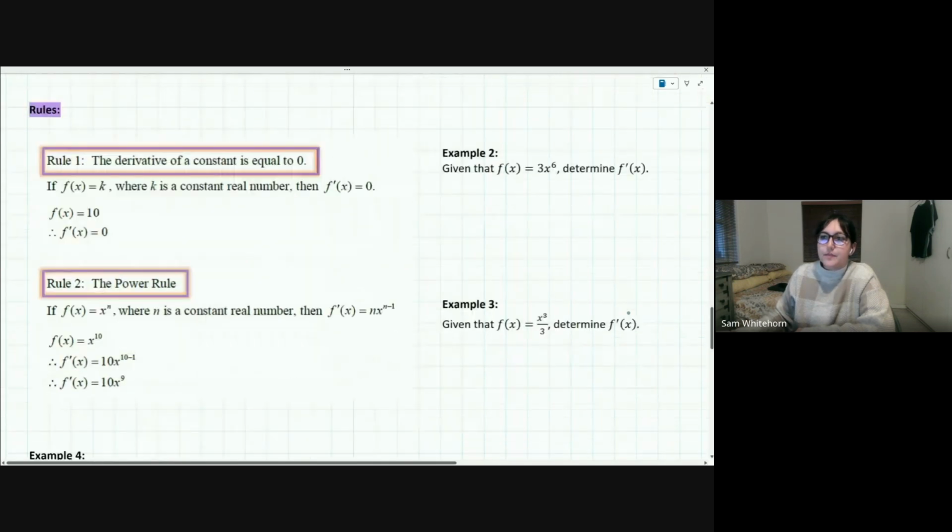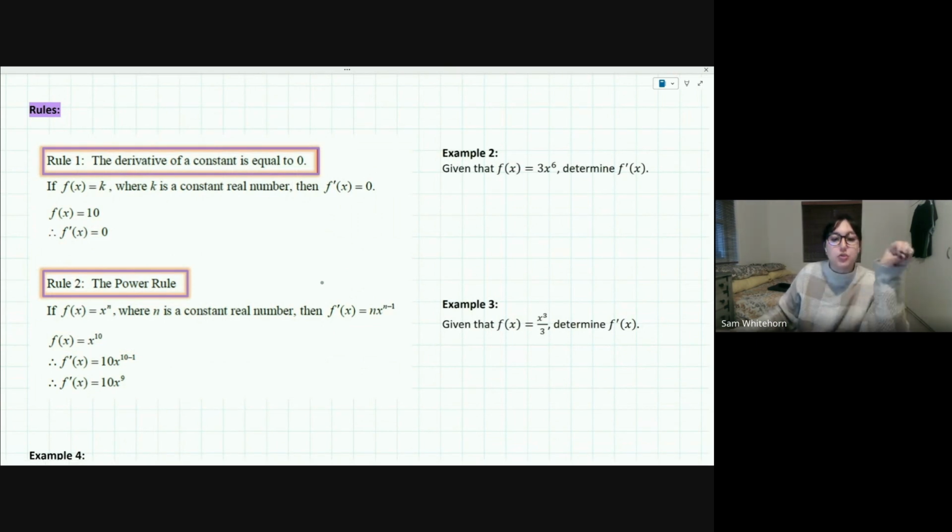Right, so now we get to the actual rules of differentiating. We're going to start with just some basics, and then we'll do the more complex ones on Monday. The first basic rule or shortcut rule when we find a derivative is that the derivative of a constant is always equal to 0. The derivative of a constant is always equal to 0.